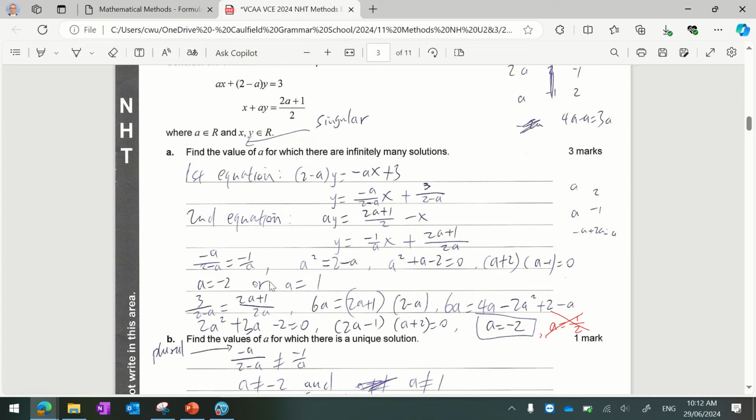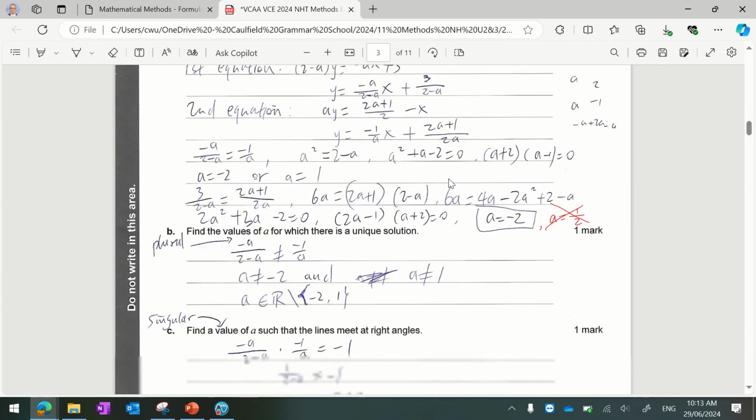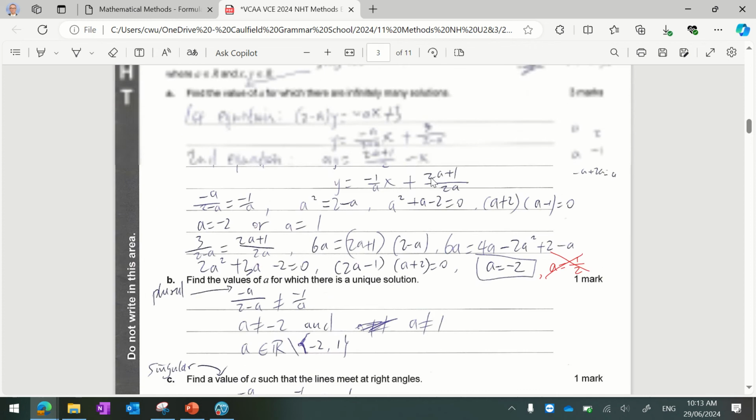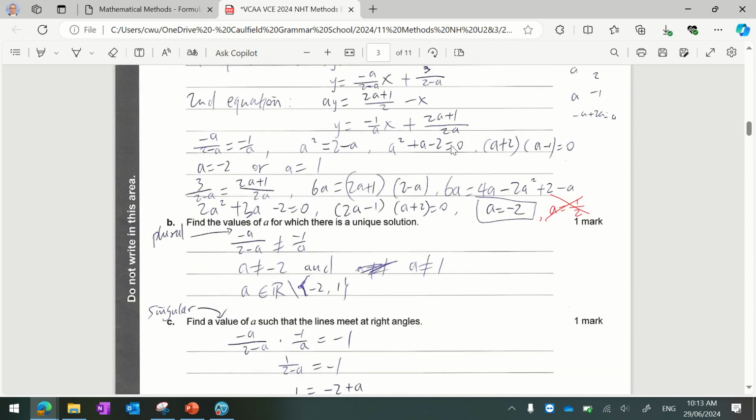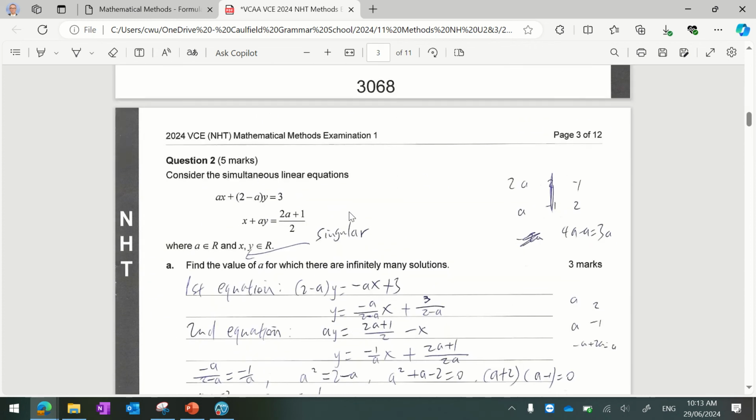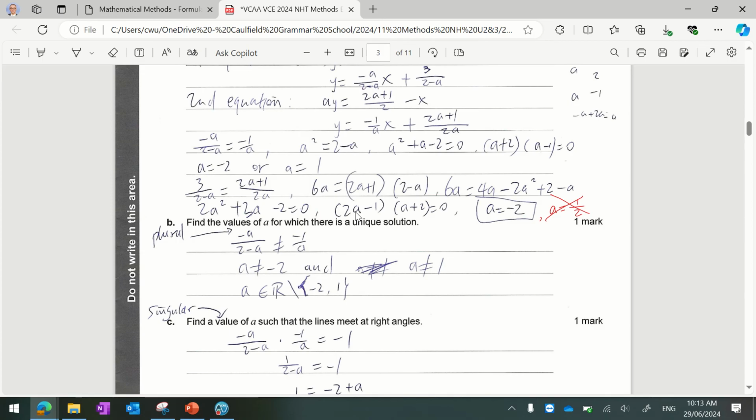And if I look at the two sets of answers, it's only a equals -2. That is the intersection between the two sets of answers for a. So I should have said more here to get full working out marks. So this response to question 2a is slightly not perfect. Okay, now we do 2b, finding values of a for which there is a unique solution.